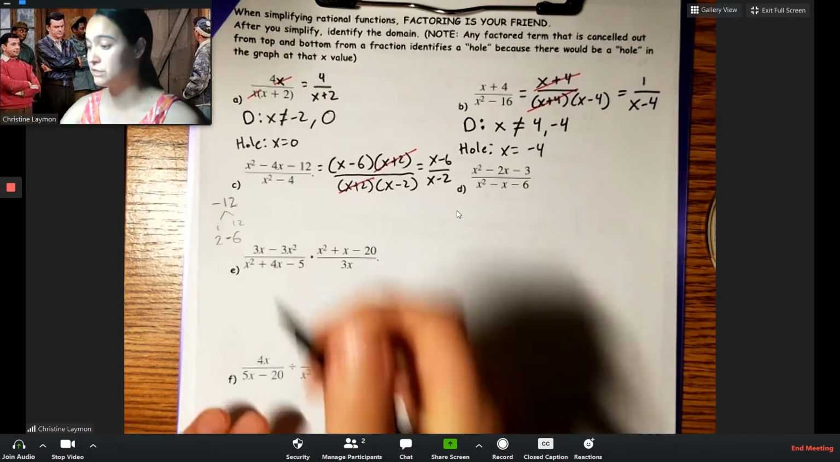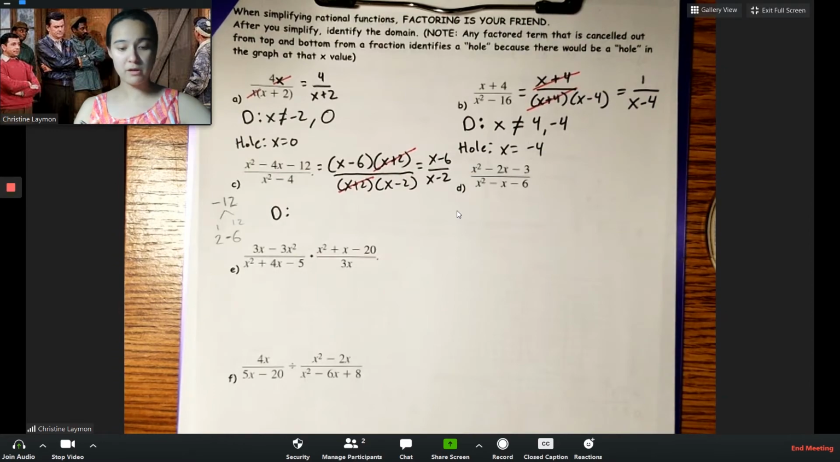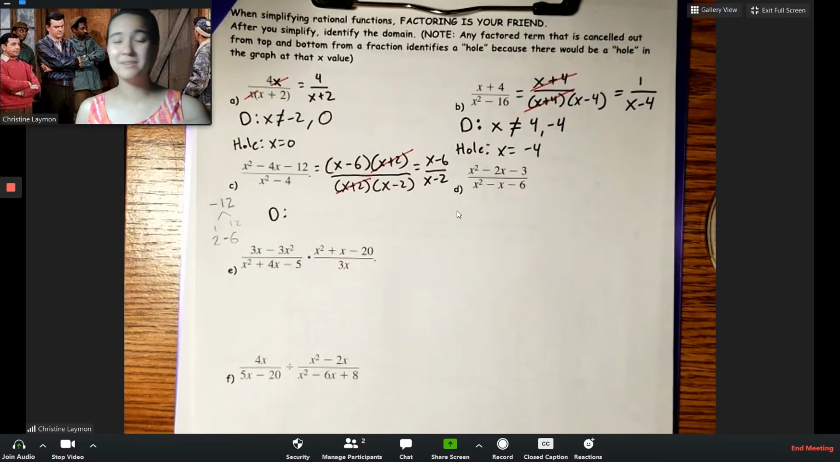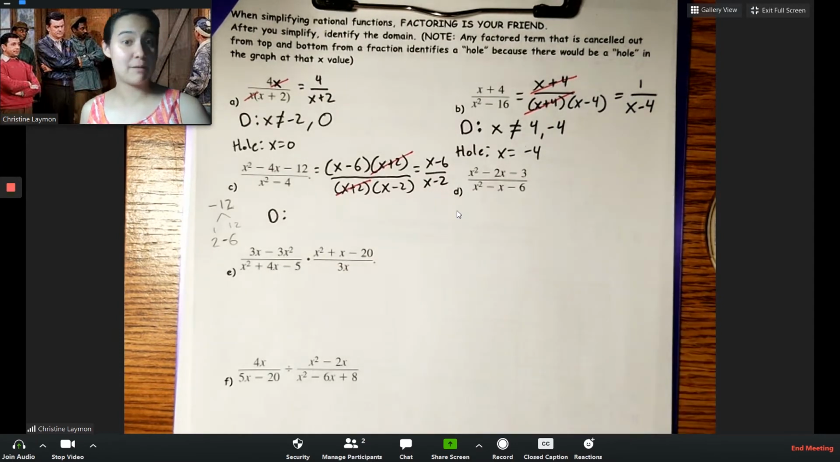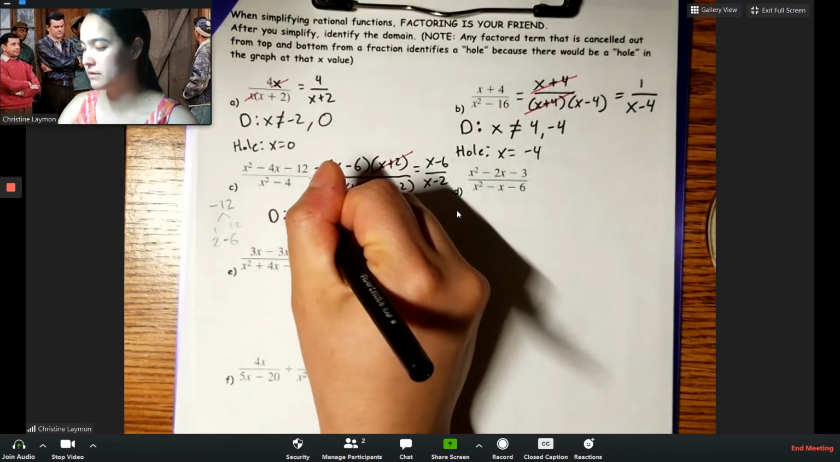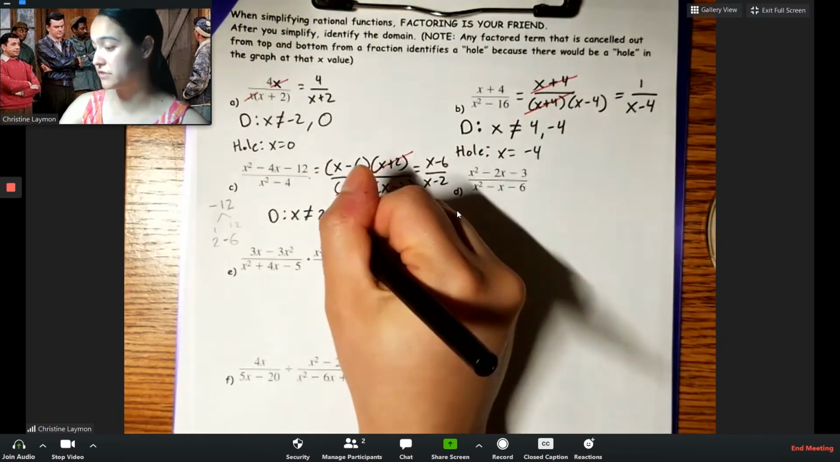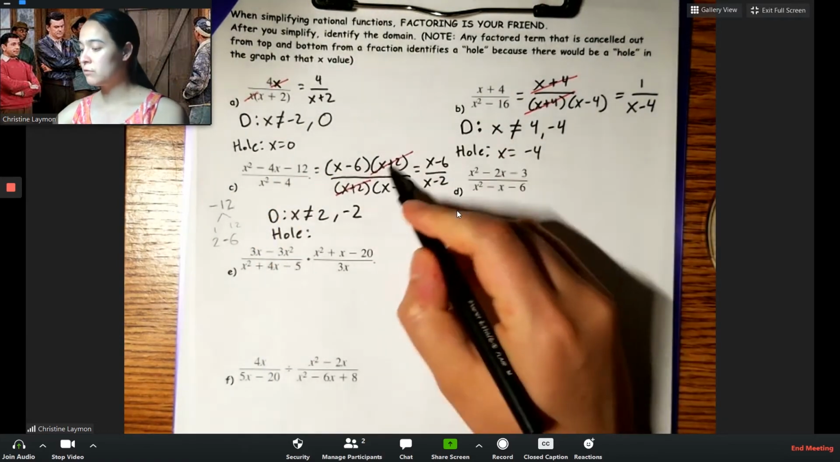Which means we're now ready to list the domain. So for my domain, I take a look at the bottom, and again, when I'm doing this part, what I check for is whatever I crossed out and whatever is in the bottom. The top doesn't matter at all. What's in the bottom is what affects your ability to actually plug stuff in because you can't divide by 0. So I'm checking the bottom only, not the top. So if I set this equal to 0, x can't be 2. So x cannot be 2. If I take a look at what I canceled out, it also can't be -2. And out of those choices, I had a hole, and the hole was at -2.